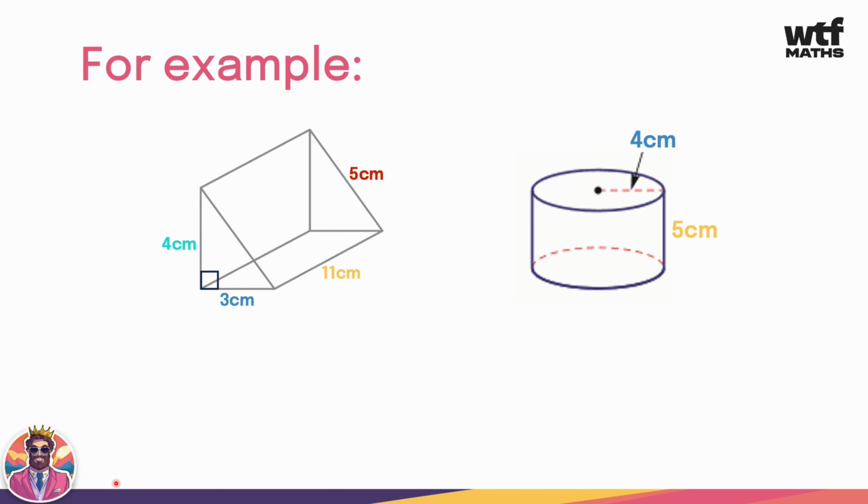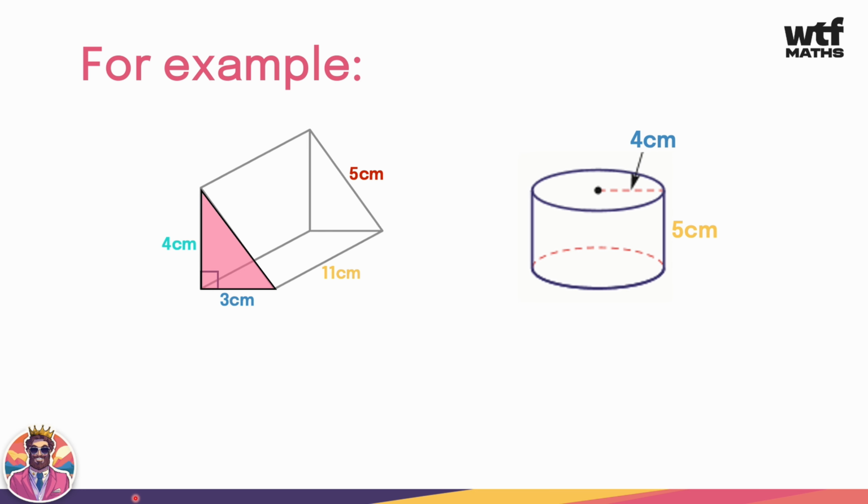Okay, let's try an example. So let's look on the left-hand side. We can see a triangular prism. Now just ask yourself, what shape is consistent all the way through a triangular prism? What shape can you see on both sides of the prism? Hopefully you'll notice it's this triangle here. So what we want to do is just find the area of this triangle.